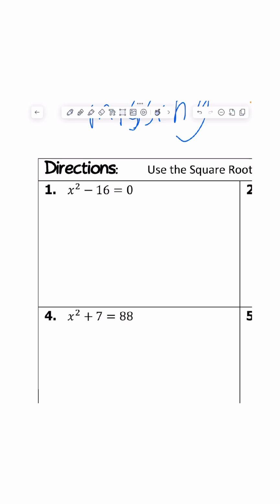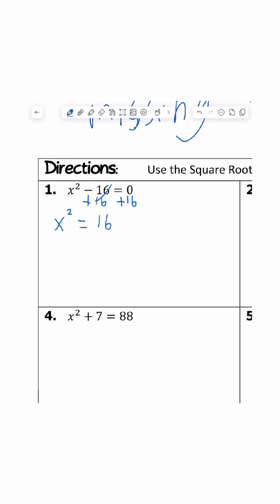So I'll go over a couple examples. So number 1, I've got x squared minus 16. My first step is I'm going to isolate the x squared by itself. So the minus 16 cancels out, and it'll be x squared equals positive 16.